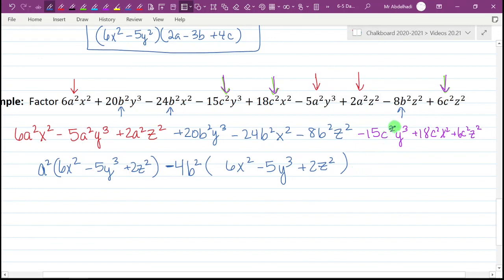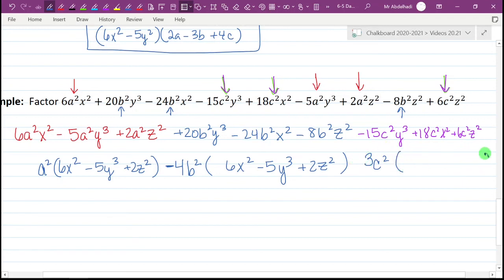Now the last one on the end here. All right, so we definitely have a c squared coming out of all these. So I could put the c squared down. And any numbers here? Yeah, they all divide by 3. So put a 3 here, because 15, 18, and 6 all have a 3 in common. And now the only question is, is it positive or negative?